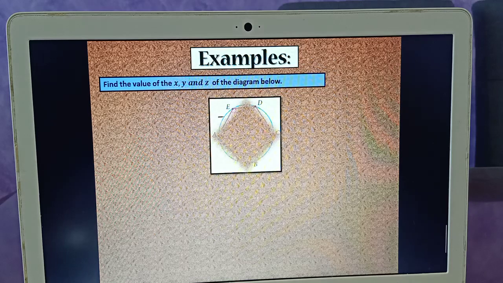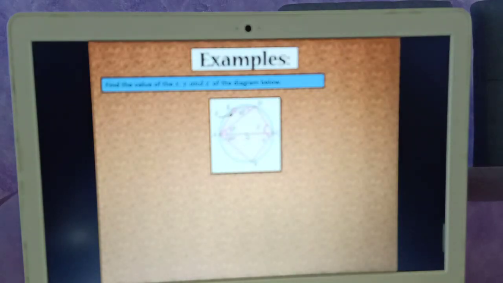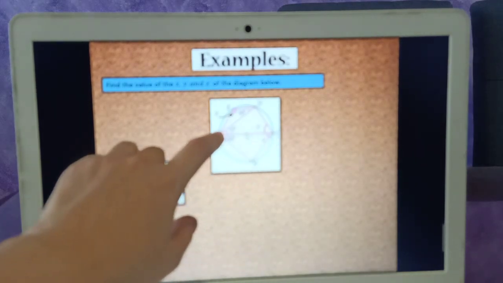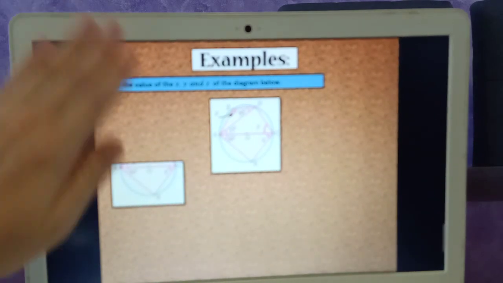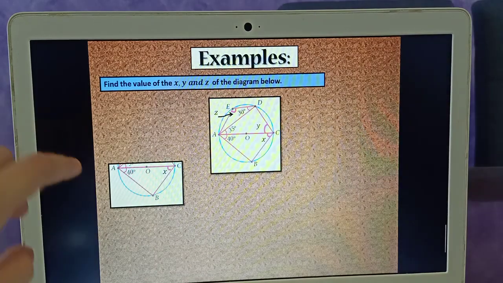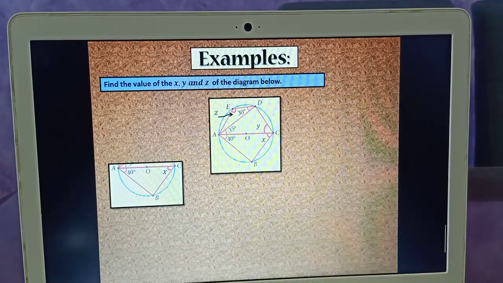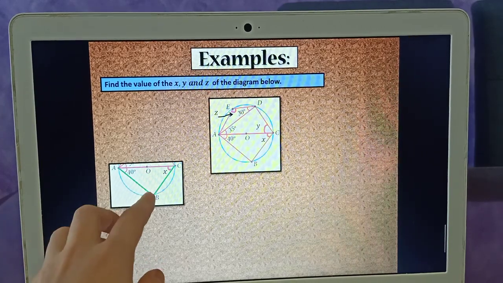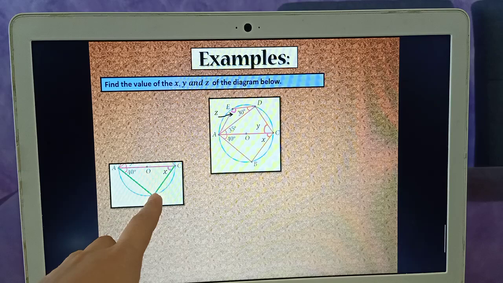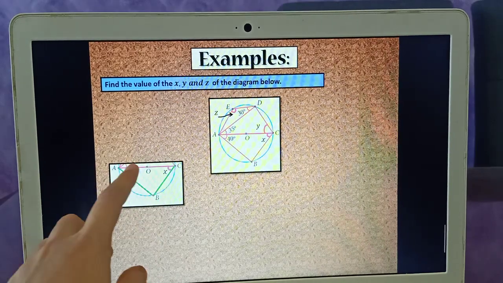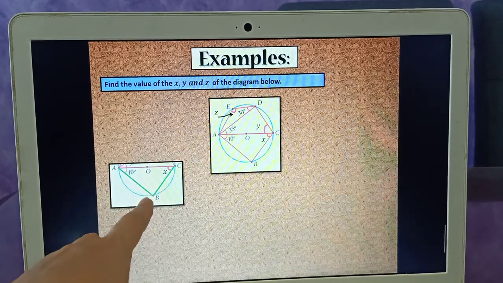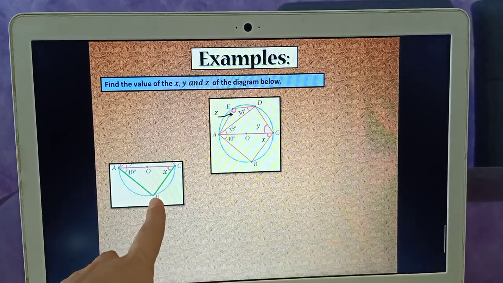Next example. Find the value of x, y, and z in the diagram below. To find x, since x is in the lower part of this semicircle, I cut it so that you can focus here. Because x is in the lower part of the semicircle, I cut it and put it here. In order to find x, I need to know this angle, because I can use the sum of interior angles of the triangle. I can use 180 minus this one and this one so that I could get x. So I need to know what this is.